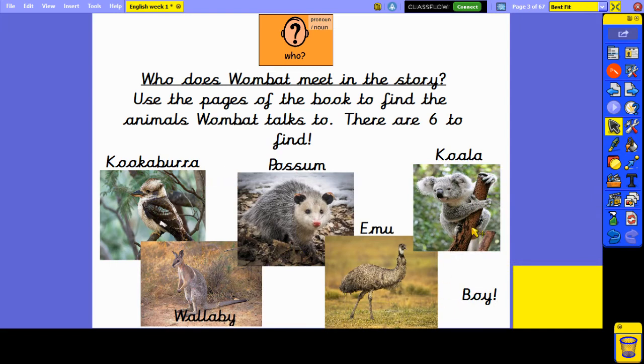All of these animals are native to Australia, so you might not have seen some of them before. Wombat meets a kookaburra in the tree. He meets a wallaby, which is like a small kangaroo. He meets a possum and an emu, a koala, and he meets a boy. 6 creatures he meets along the way. Did you find them all?